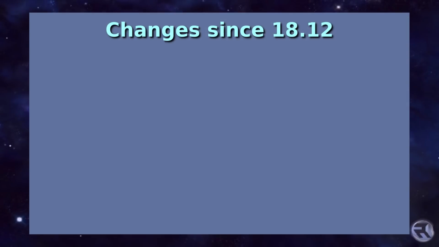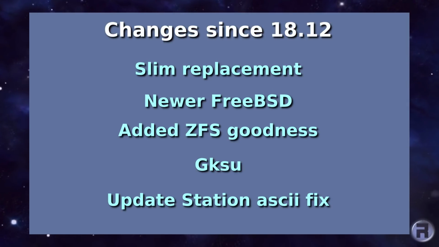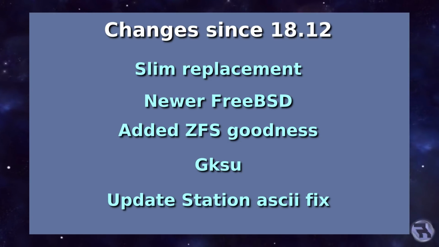Here are some of the changes since GhostBSD 18.12. Slim has been replaced by LightDM. They've updated the system to FreeBSD 13 current. They've added the support of ZFS with MBR master boot record on the installer. They've removed GKSU, and they fixed the Unicode decode error ASCII problem with the software station.